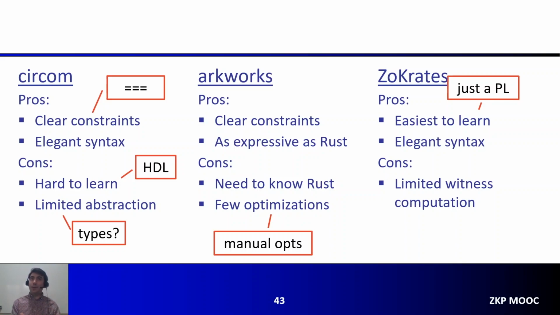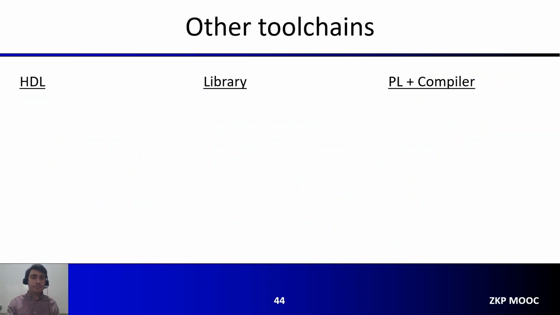And when the compiler is doing that well, it's fantastic. When the compiler is doing that suboptimally, it can be hard for you to optimize further. Okay, so these are the pros and cons of Circom, ArcWorks, and ZoKrates.